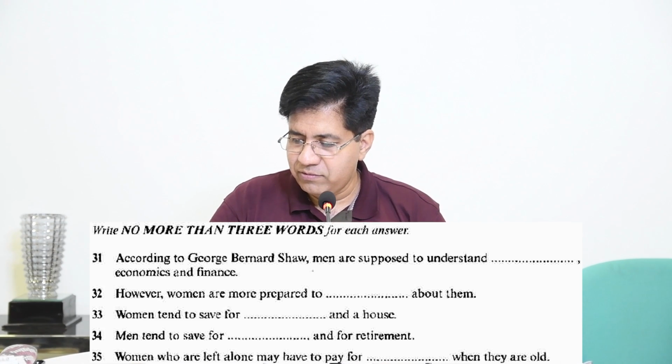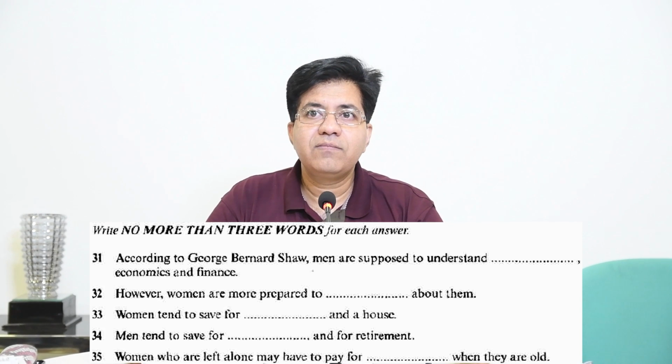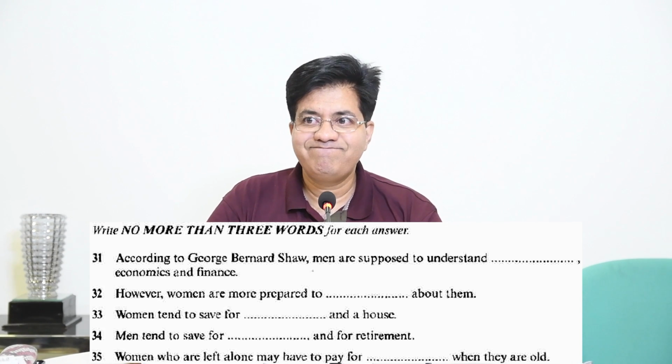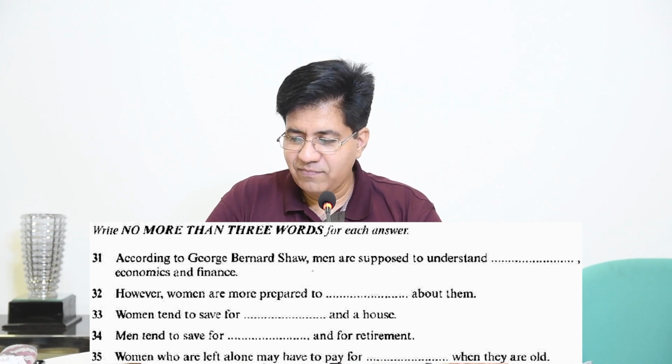Okay? So. And whether they save money for different things. Back in 1928, the British writer George Bernard Shaw wrote in his Intelligent Women's Guide to Socialism and Capitalism that a man is supposed to understand politics, economics, and finance.